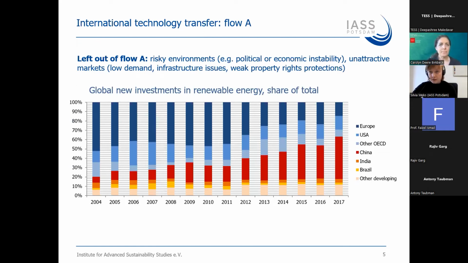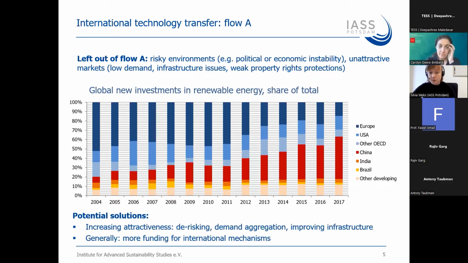So who's left out of this flow? Well, usually those environments that are seen as a relatively risky investment environment, not so attractive market, one with lower demand or infrastructure problems, potentially also with weaker property rights protections. And this is, as hinted at before, also one of the reasons that we see a lot of energy investment going to Europe, the US, BRICS countries, but much less to very small developing countries.